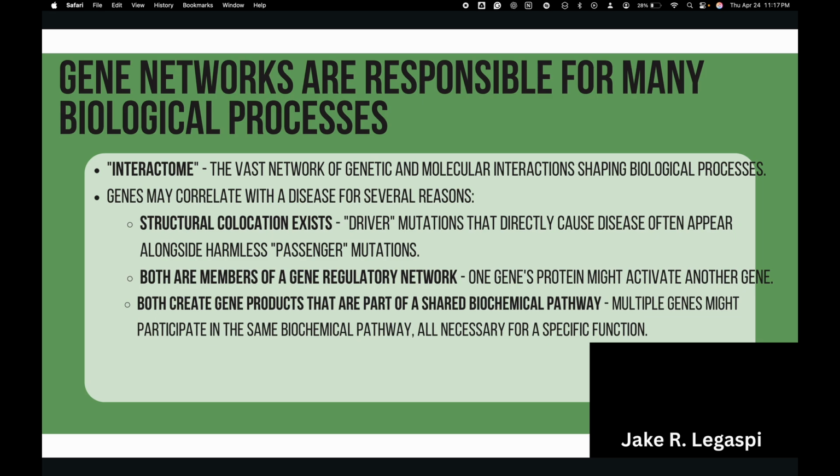Genes may correlate with a disease for several reasons. First, they might be structurally co-located. Driver mutations that directly cause diseases often appear alongside harmless passenger mutations. Second, genes might regulate each other. One gene's protein might activate another gene. Third, multiple genes might participate in the same biochemical pathway, all necessary for a specific function.